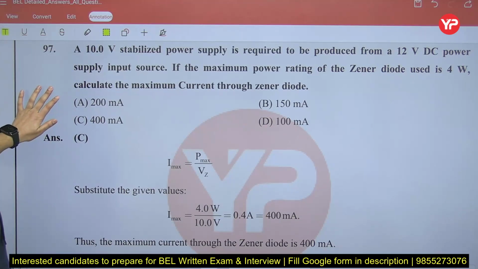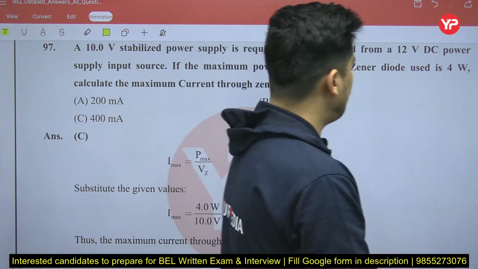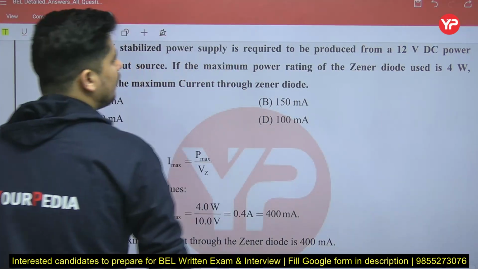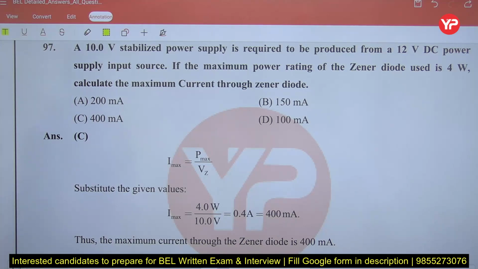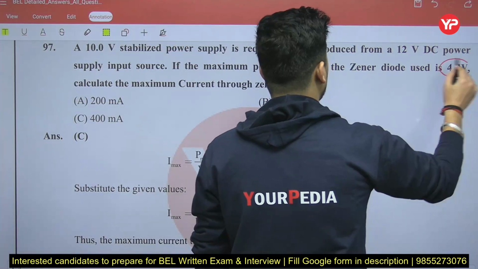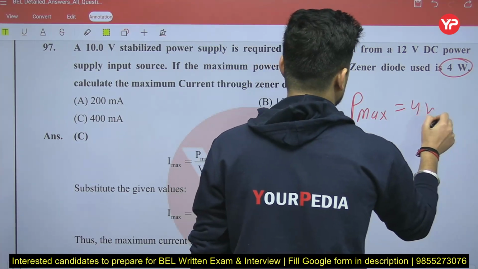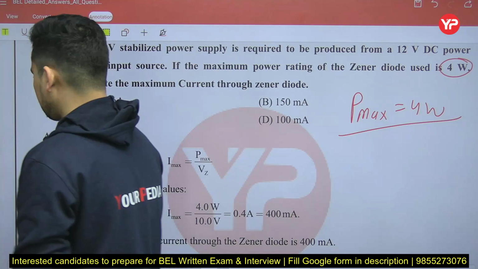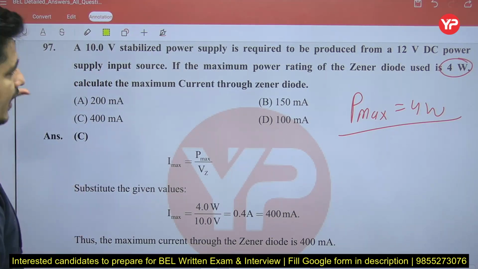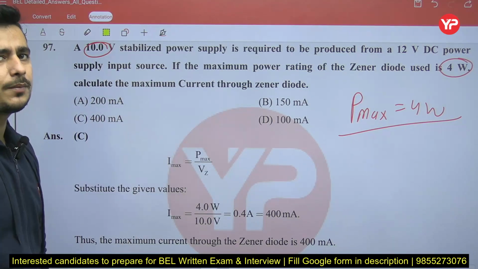Okay. A 10 volt stabilized power supply is required to be produced from a 12 volt DC power supply input source. The maximum power rating of a Zener diode is 4 watt. It means the Zener diode can handle a maximum power of 4 watt. Calculate the maximum current through the Zener diode. See, basically, if it is stabilizing 10 volt, it means it is providing a constant output of 10 volt.